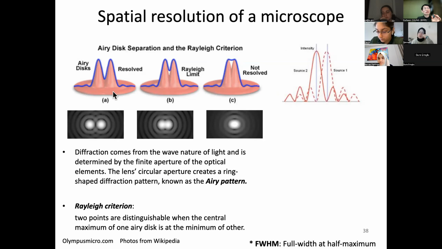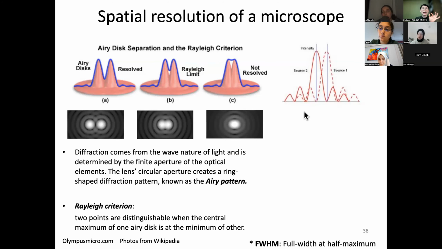So let me show you 2 points here. You can readily distinguish them, but when the 2 points are closer to each other, they start to stick together. And here, you will never be able to say whether there are 2 objects or not. So that minimum distance you can distinguish, we call spatial resolution. That's how we define it.